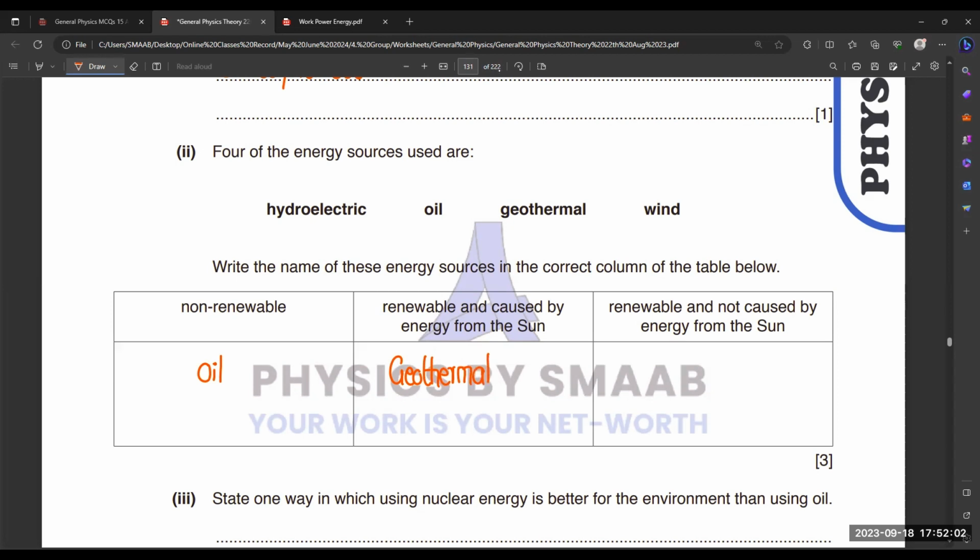And what about the wind and hydroelectric? First of all, hydroelectric, in which column does it go? Renewable and not caused by the sun. Yeah, renewable, not caused by the sun. Okay. And the wind as well.